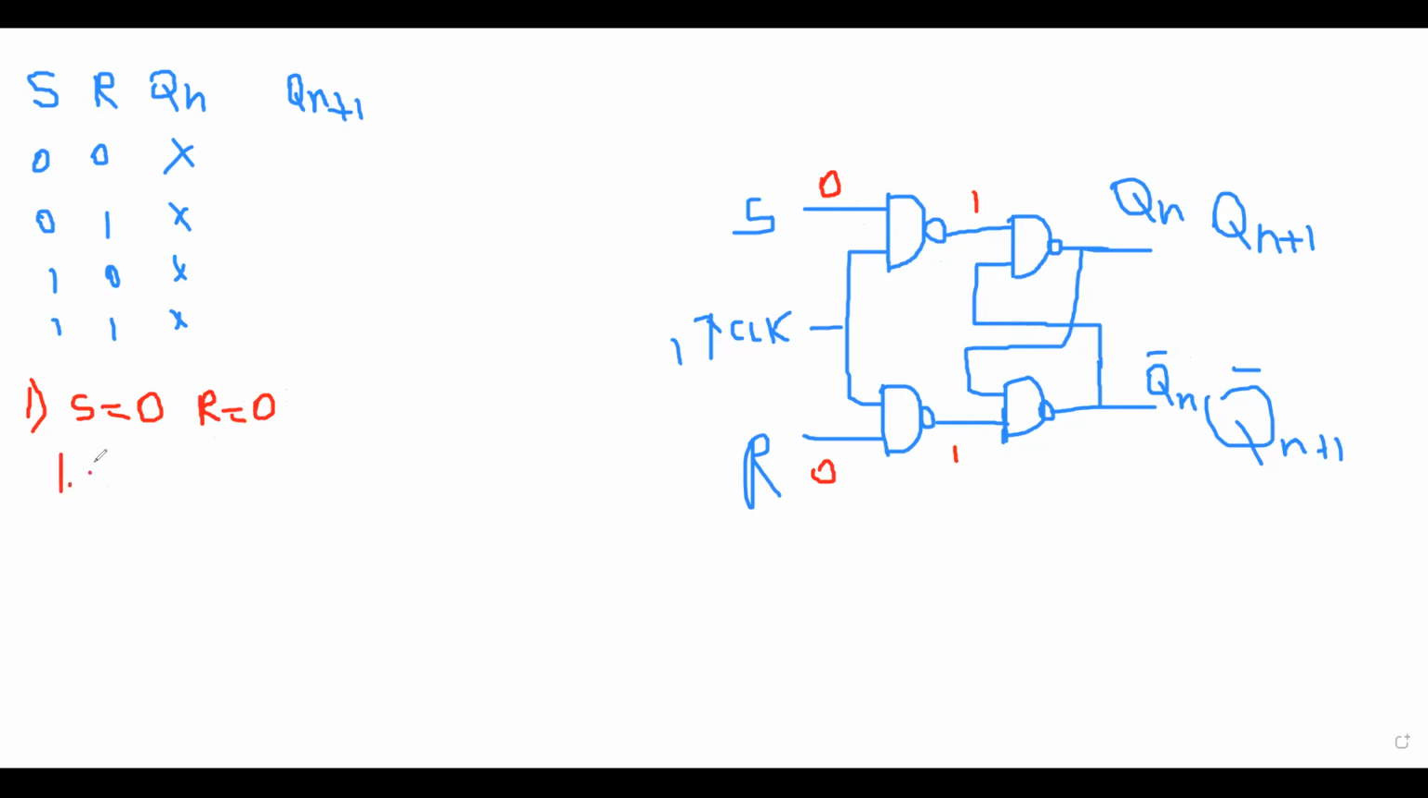1 into Qn bar whole bar is equal to Qn. For the complement, 1 into Qn whole bar is equal to Qn bar. So we have Qn for the first condition, and it's called the no change condition.